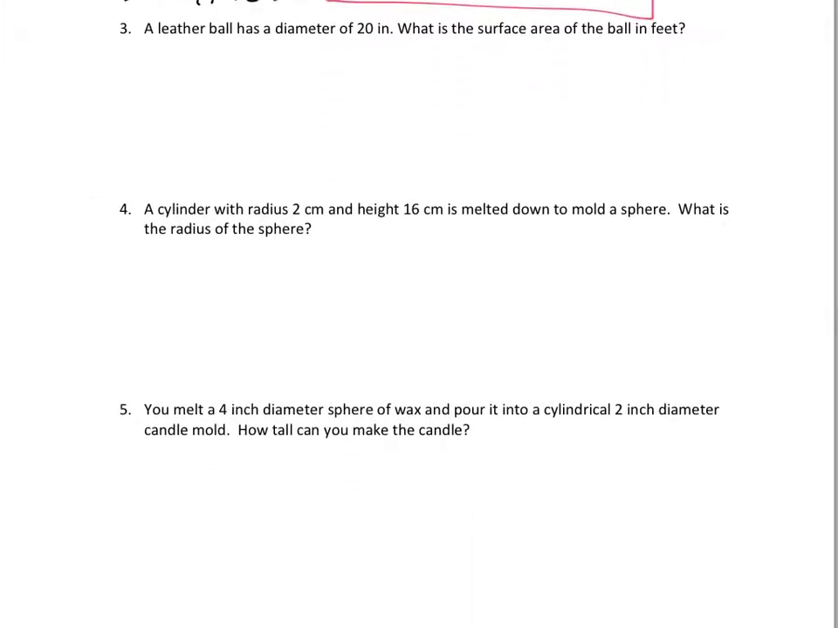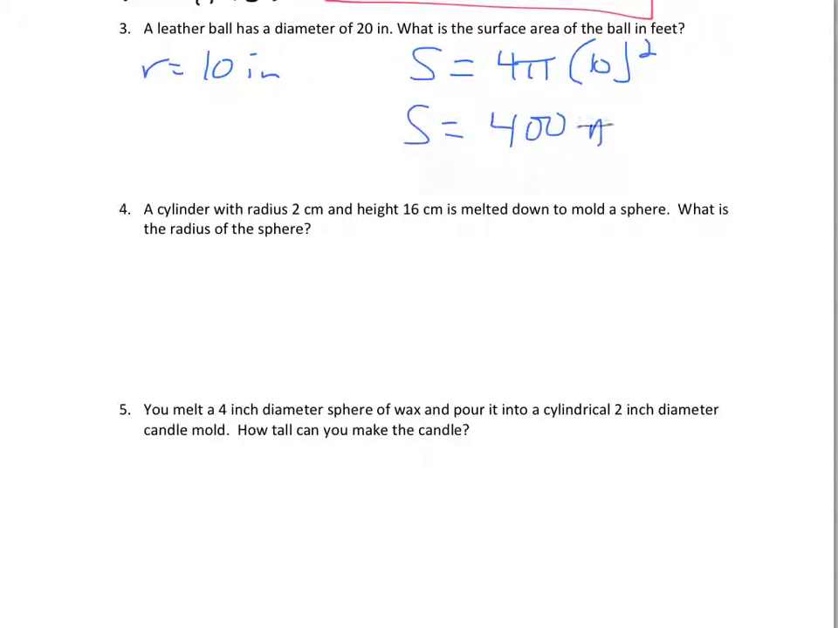All right, a leather ball has a diameter of 20 inches. What's the surface area of the ball in feet? All right, so we have the diameter. Since we have the diameter, we can also get the radius. It's 10. With that, we can find the surface area, 4 pi 10 squared. S equals 400 pi square inches. Okay? Because 10 squared is 100, 100 times 4 is 400.